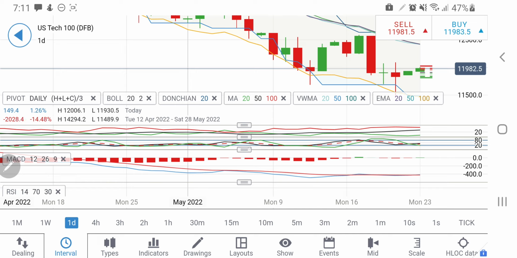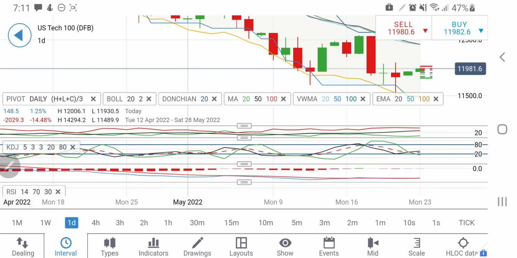Only short entries below 11,900, below which we can expect 11,840 to provide stronger support, then 11,800. If these two levels are taken, one can expect a sharper drop again towards 11,600 levels. So take your positions. I'll be looking forward to a bullish move on US100. One can expect 12,100, 12,200, and in fact higher levels also on the charts. Take your positions accordingly. Now let's have a look at US30.